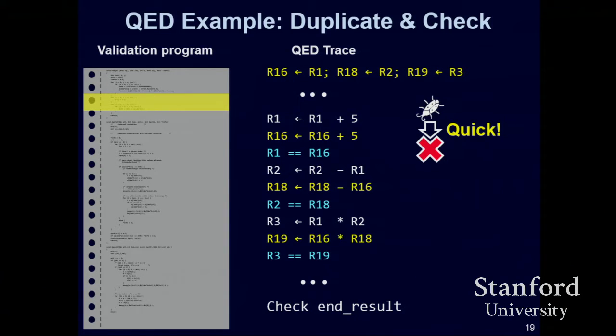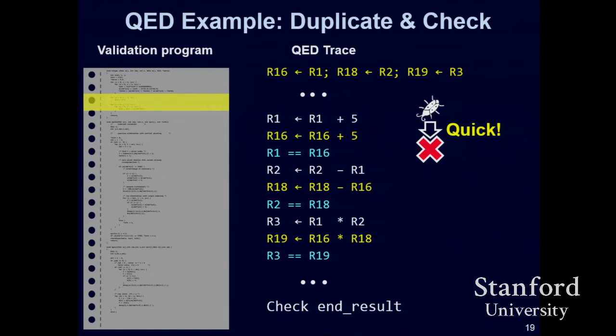But just for the simplest case, let's say that I have registers R1, R2, and R3, and the other space is R16, R18, and R19. And what I have done is that I have identically initialized R1 to R16, R2 to R18, R3 to R19. Then when I run R1 equals R1 plus 5, I also run R16 equals R16 plus 5. Then when I run R2 equals R2 minus 1, I run R18 equals R18 minus 1, and so on and so forth.